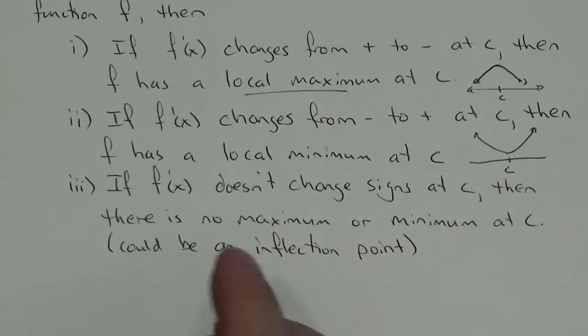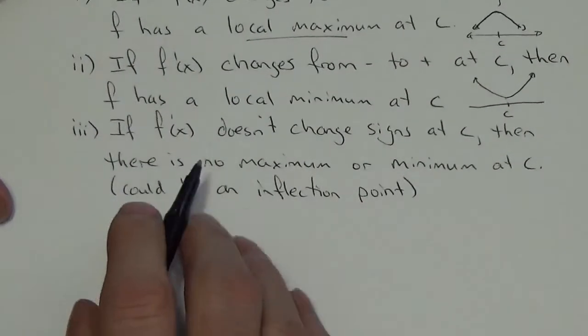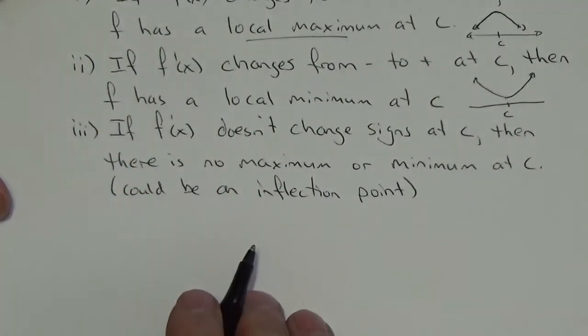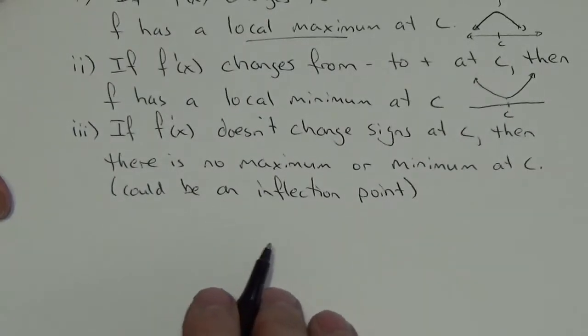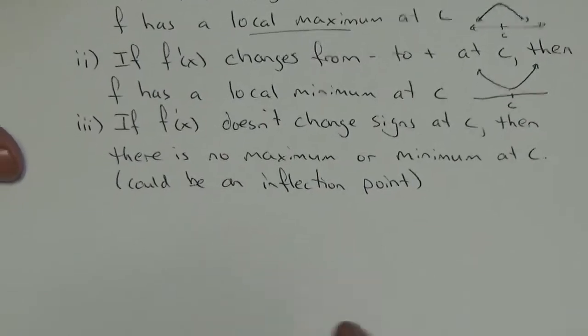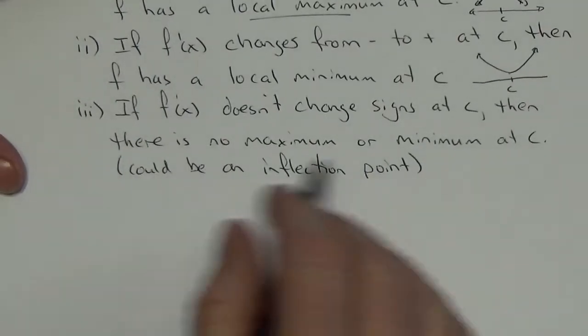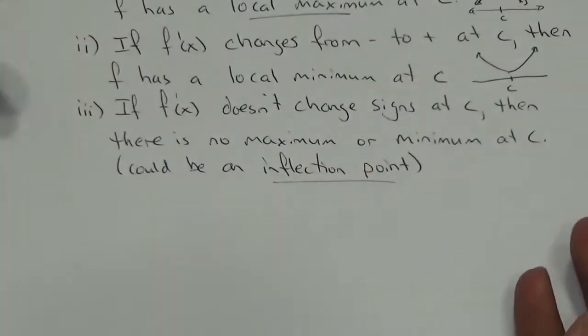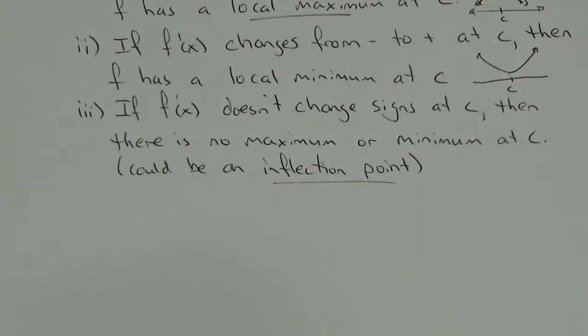But it is possible that I drop down, I hit a point where the derivative is either 0 or, let's say, undefined, but then I keep dropping. So it could be an inflection point. In fact, that's very likely, particularly in the context of this course, what's going on.